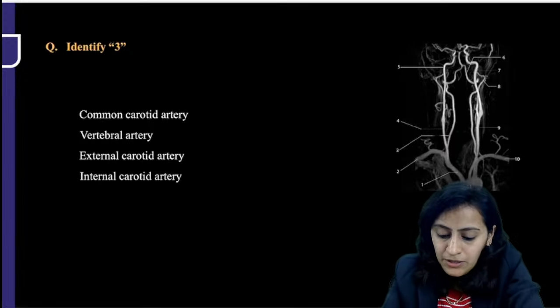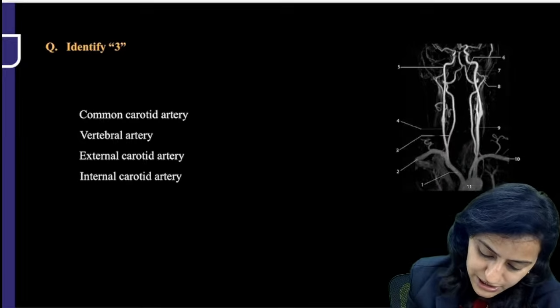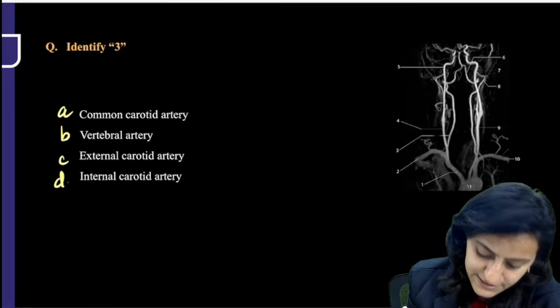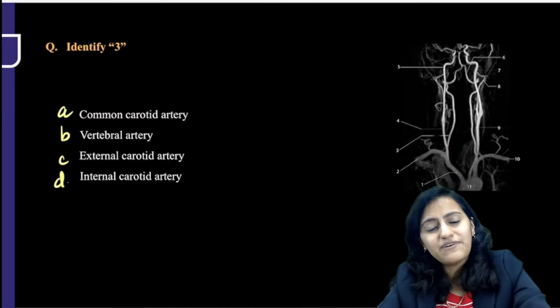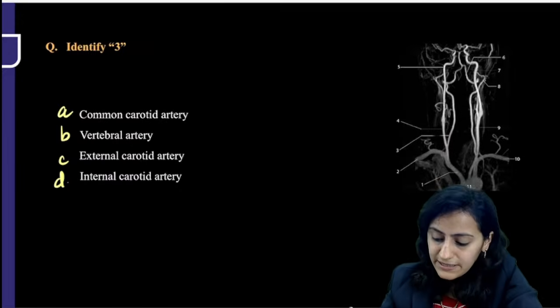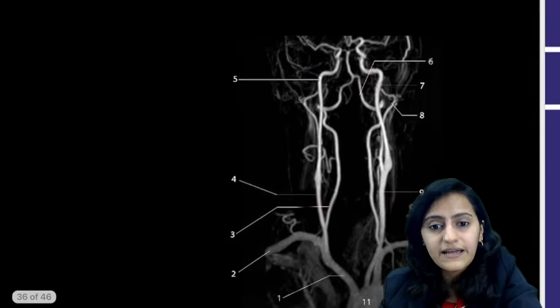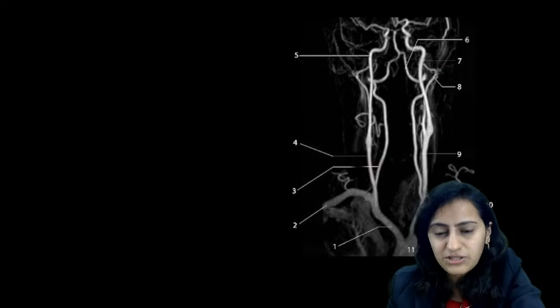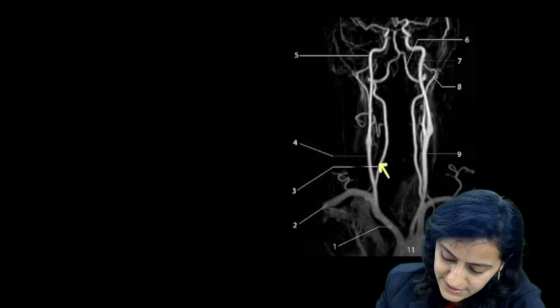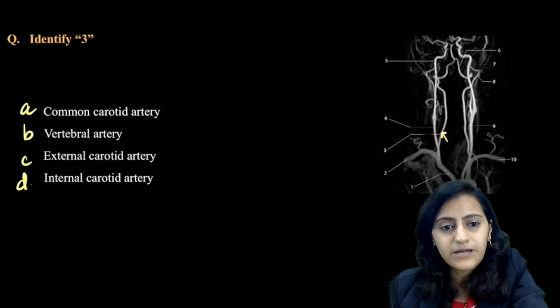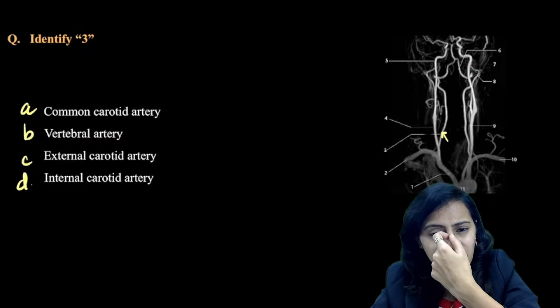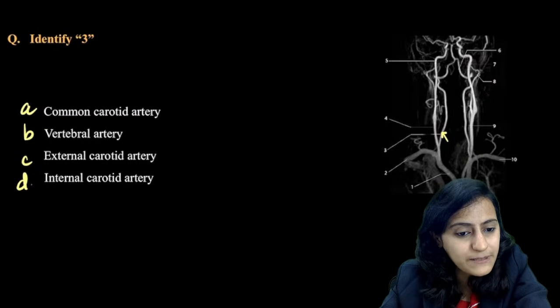Right. Going on to the next question now. What do you think is this one? Identify the structure labeled 3. And if I can zoom in on this image, where is the structure labeled 3? This is the structure labeled 3 here. Okay. So now have a look at the image and tell me what is the answer to this one.